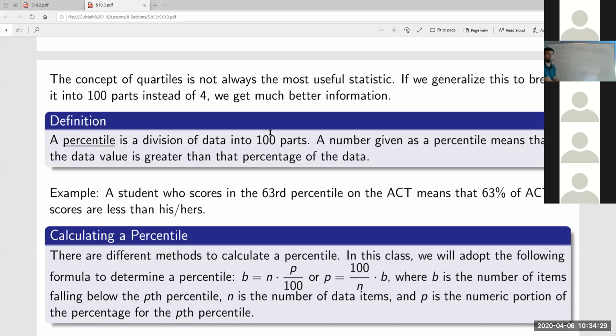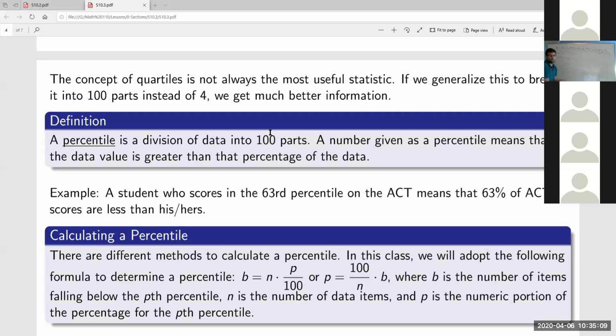Just like we were talking about percents, percent means divided into 100. So the number given as a percentile means that the data value is greater than that percentage of the data. For example, a student who scores in the 63rd percentile on the ACT means that 63% of ACT scores are less than that student's. So it means that you did better than 63% of people.